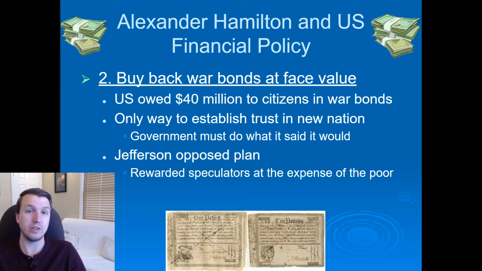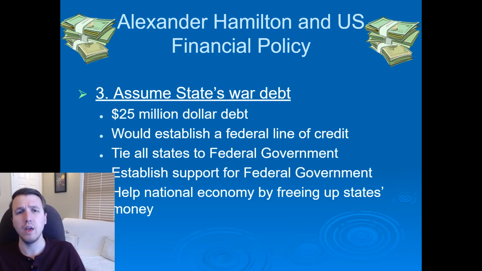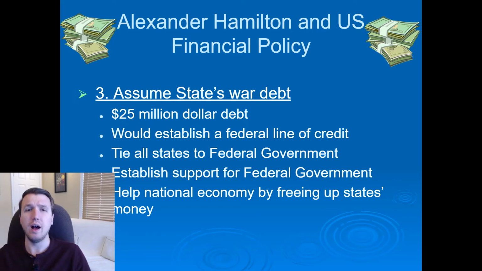Unfortunately, some people oppose it, such as Jefferson. He feels that people who bought these war bonds from other people is just unfair. They shouldn't get paid out, but that's just how it goes. That's another story, though. Number 3, assume states' war debt.